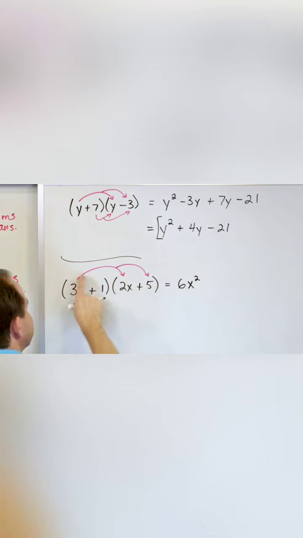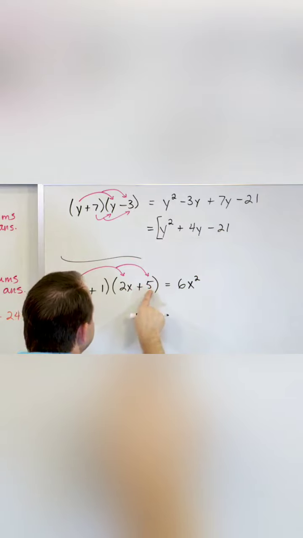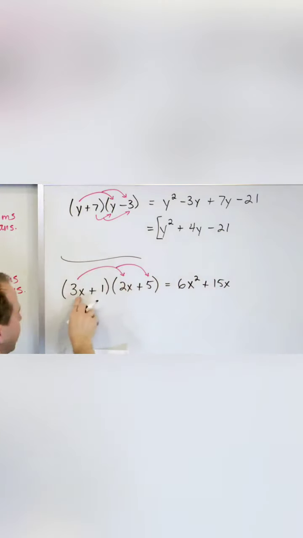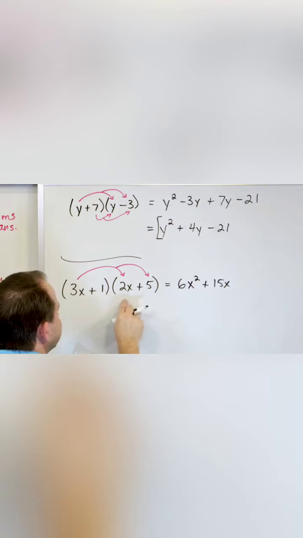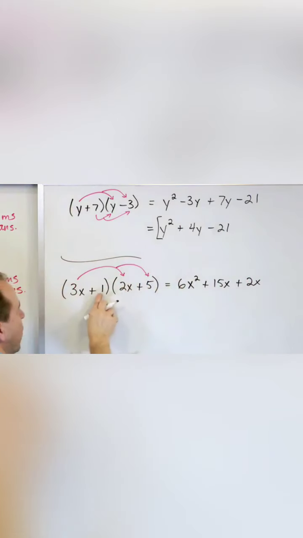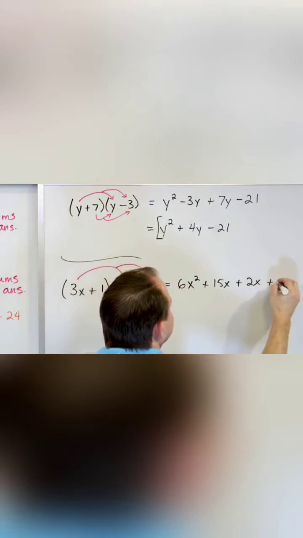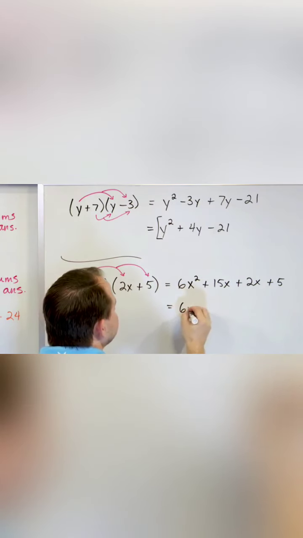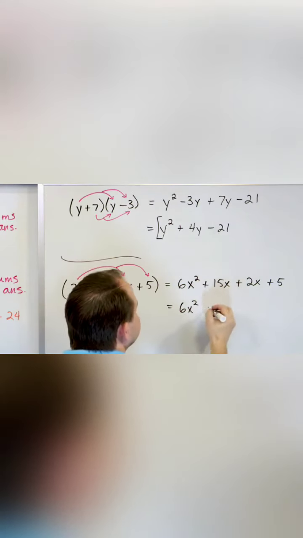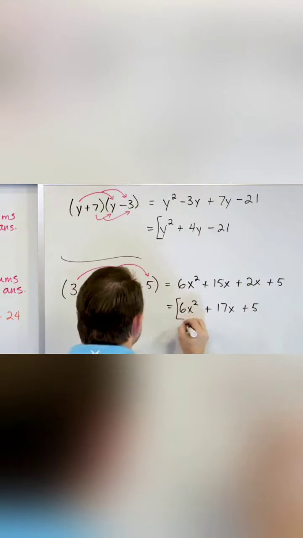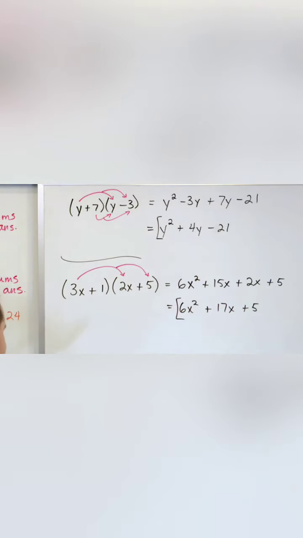Now you have to take this and multiply and distribute into the other guy, which is 5. 3 times 5 is 15. And the x is still multiplied, 3x times 5, so it's 15x. Then we'll take the 1 times the 2x, giving you 2x. And we'll take the 1 times the 5, giving you a 5. And then we realize we can combine these like terms, so we'll have 6x squared. What is 15 plus 2? It's 17x, and then the 5 comes along for the ride. So 6x squared plus 17x plus 5.